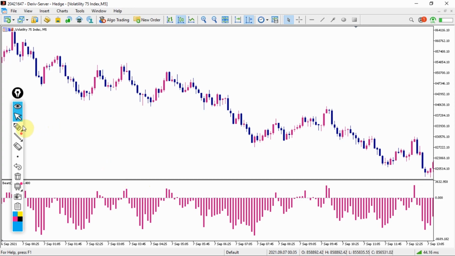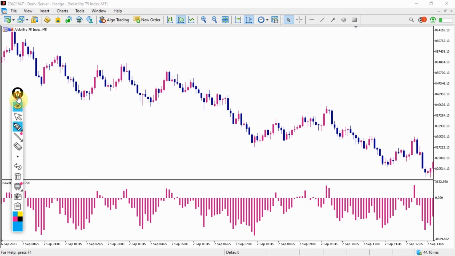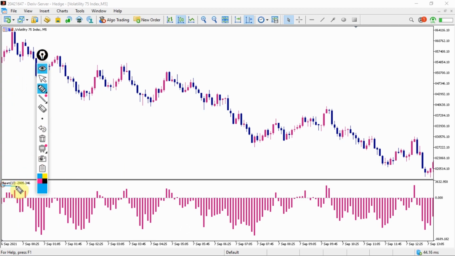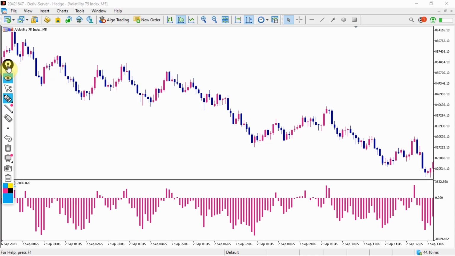What this indicator does is show you the mood of the sellers. For example, this is the Bears Power. We have 2 indicators: there's the Bulls Power and the Bears Power, but I'm going to be sharing about the Bears Power. What I'm sharing here, you can apply vice versa when you are using the Bulls Power, since it is just the opposite. This indicator is showing you the mood of the sellers.